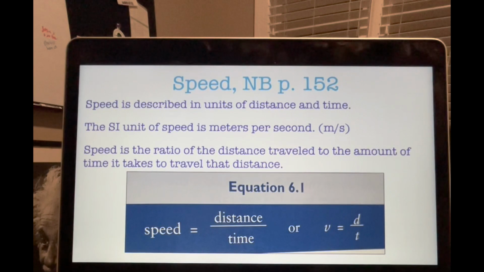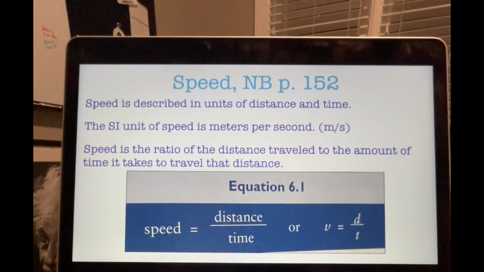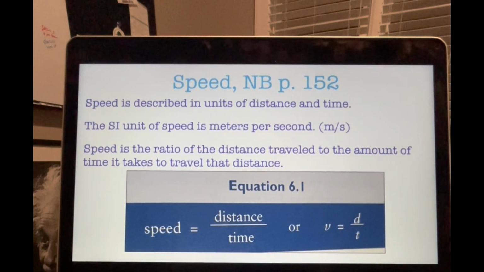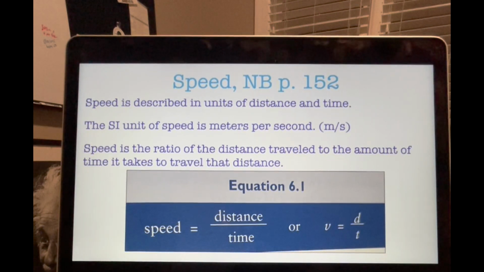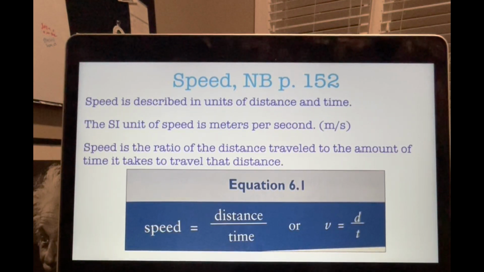You can measure the speed of a moving object by measuring the time it takes for the object to travel a certain distance. For example, you can measure how long it takes someone to bike 50 meters. Or you can measure how far the person can bike in a certain time, such as 10 seconds. In either case, the speed will be the ratio of the distance traveled to the amount of time it takes to travel that distance. We can write that mathematically as speed equals distance over time.